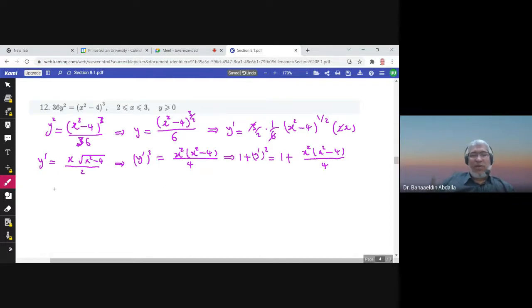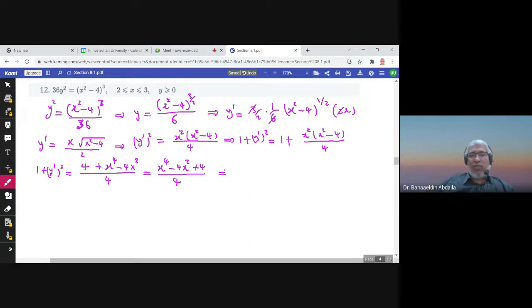And adding this fraction, I will get 4 times 1 is 4, and 4 times 1 also is 4, plus x squared times x squared, that's x to the power 4 minus 4x squared. And now if you notice, I have x to the power 4 minus 4x squared plus 4 in the numerator and 4 in the denominator.